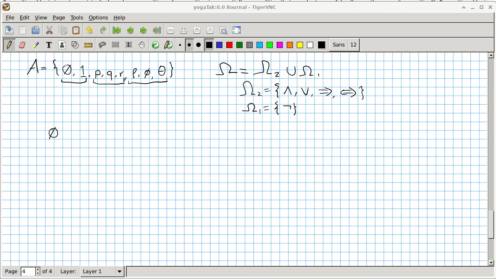Because it's in alpha. It's one of the alphabets in alpha. So this is a well-formed formula. Okay, very good.